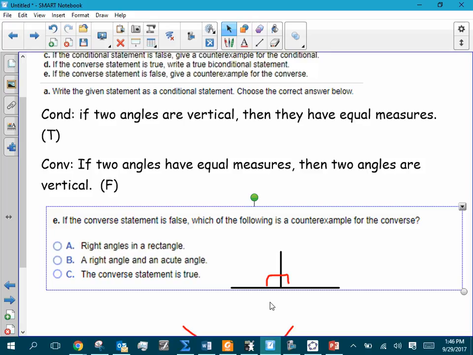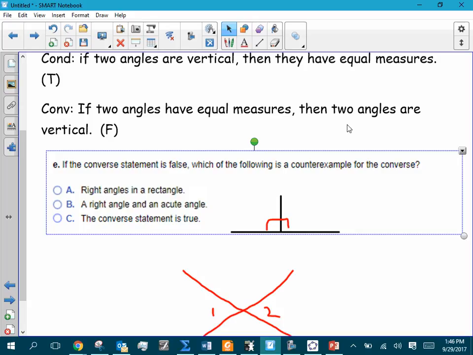It says right angles and a rectangle. Okay? Right angles and a rectangle. Would you consider right angles in a rectangle as having equal measurements, but not being vertical? Yeah. Okay. So that's what this is saying.